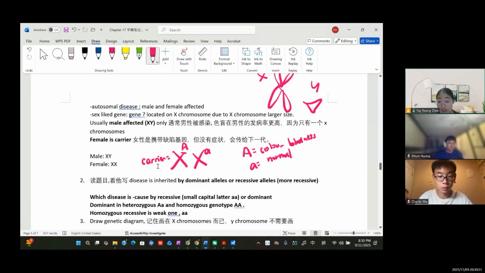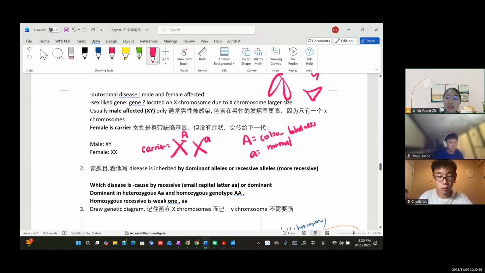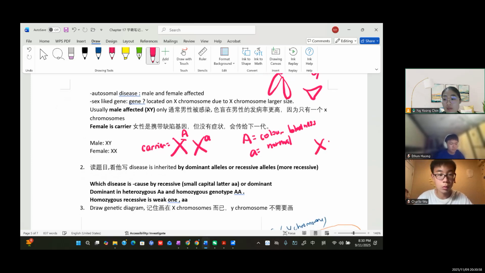A female will only be affected if both X chromosomes are like this, carrying the color blindness gene. Only then will she get affected.